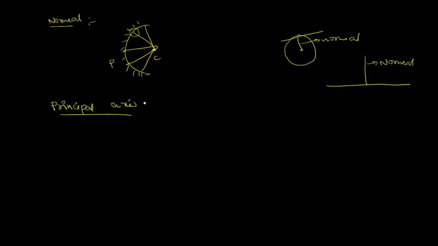Principal axis. For a concave mirror, the horizontal line which passes through the pole and the center of curvature is known as the principal axis. This is the principal axis for this concave mirror.